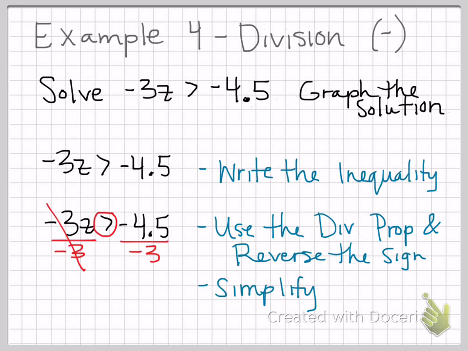Okay, so let's go ahead and simplify. That cancels out, leaving me with a z. Flip it. Okay, and then negative 4.5 divided by negative 3 is 1.5. Notice that it is a positive because a negative divided by a negative is a positive.